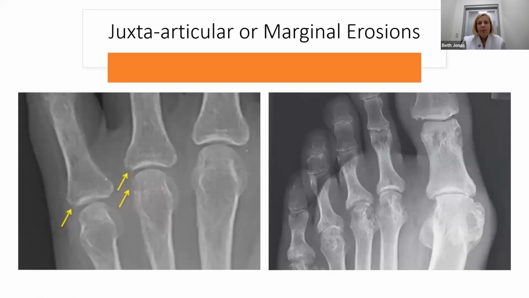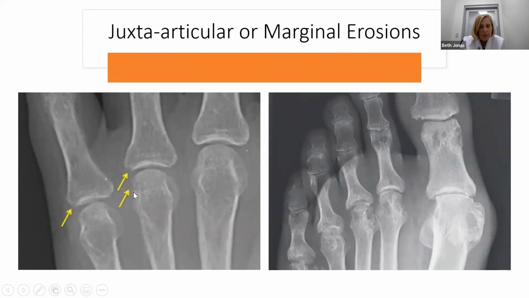This is an example of juxta-articular or marginal erosions as seen in rheumatoid arthritis. And you can see where my little yellow arrows are, right at the edge of the bone, just really where the synovium inserts on the bone. So, you've got your joint capsule, and then your synovium kind of makes a little loop around, and that's really where the erosions occur in rheumatoid arthritis.